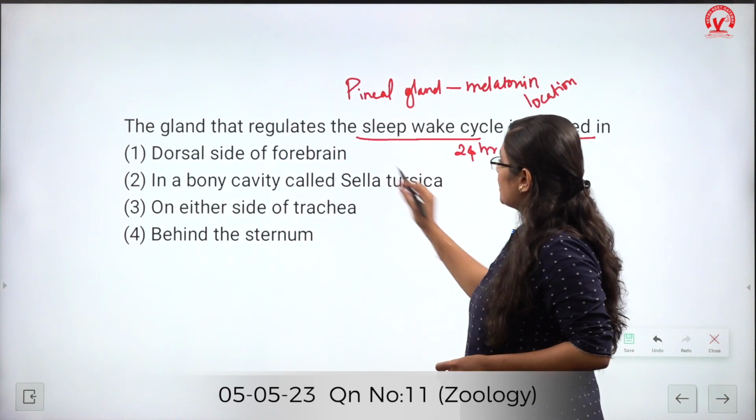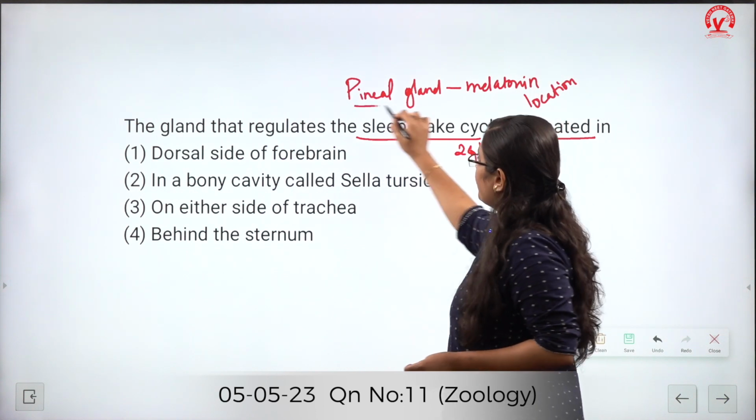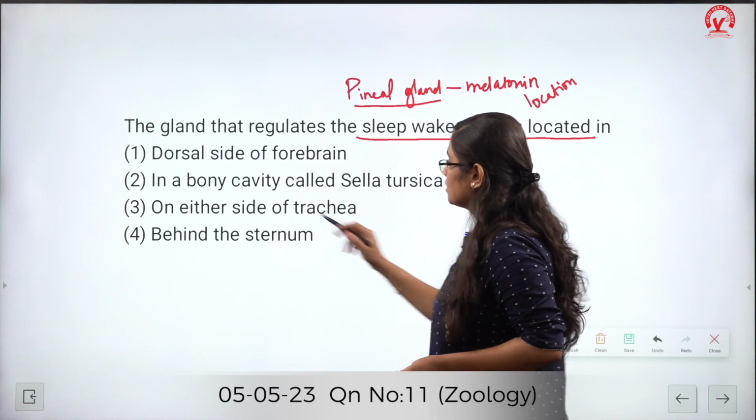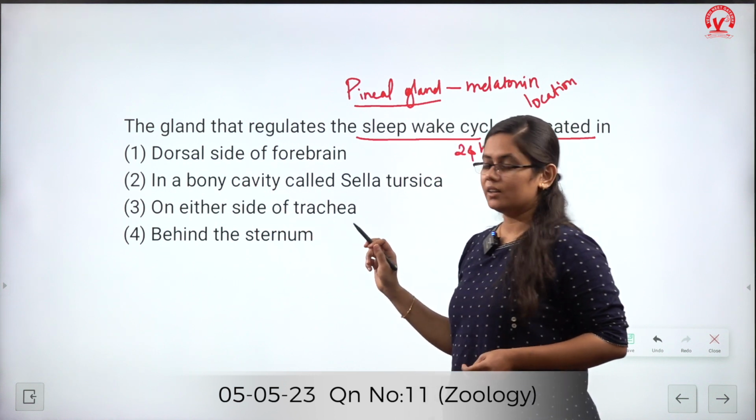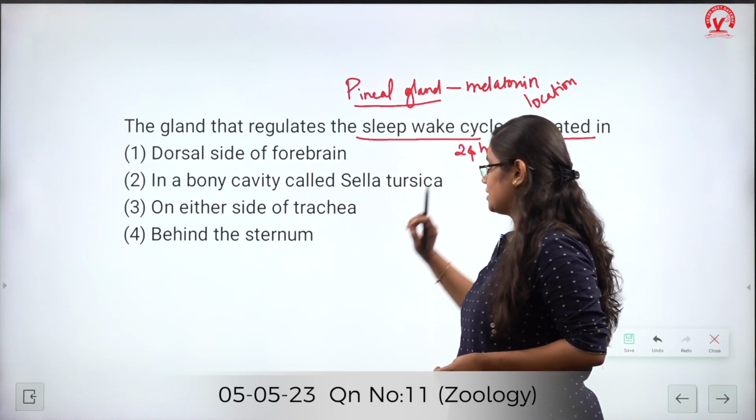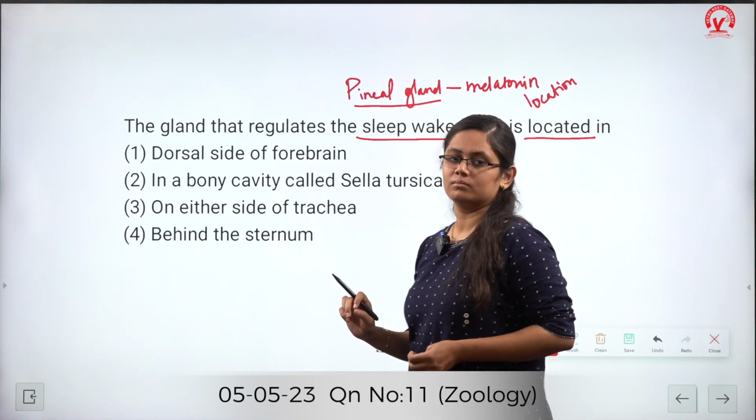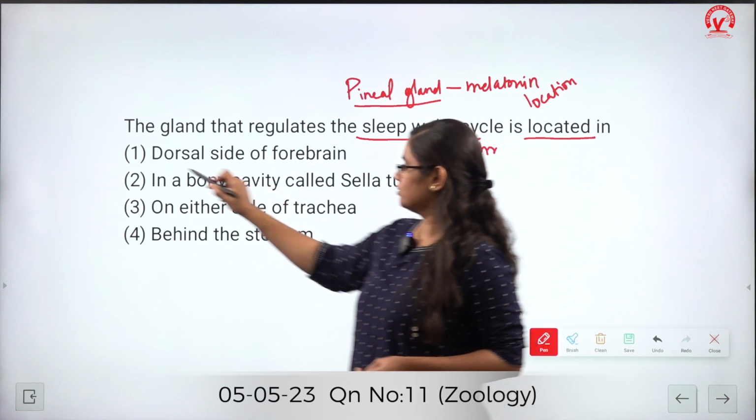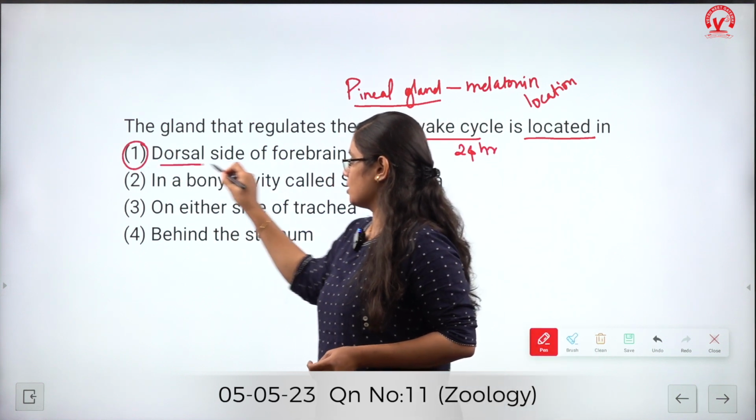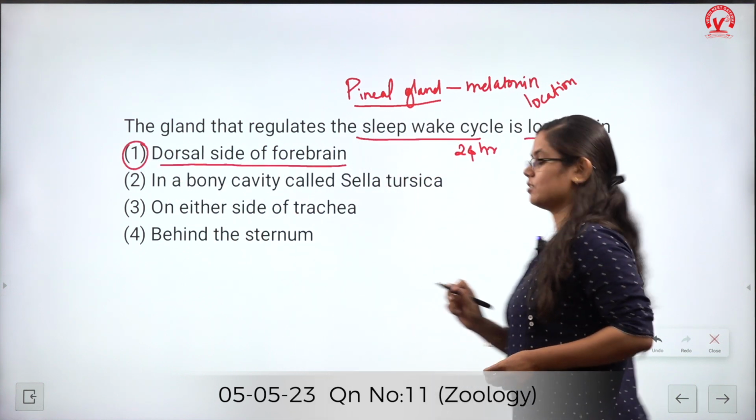So, now, they are asking the location of pineal gland. So, the options are dorsal side of forebrain, in a bony cavity called sella turcica, on either side of trachea, behind the sternum. So, the correct answer will be option 1, dorsal side of forebrain.